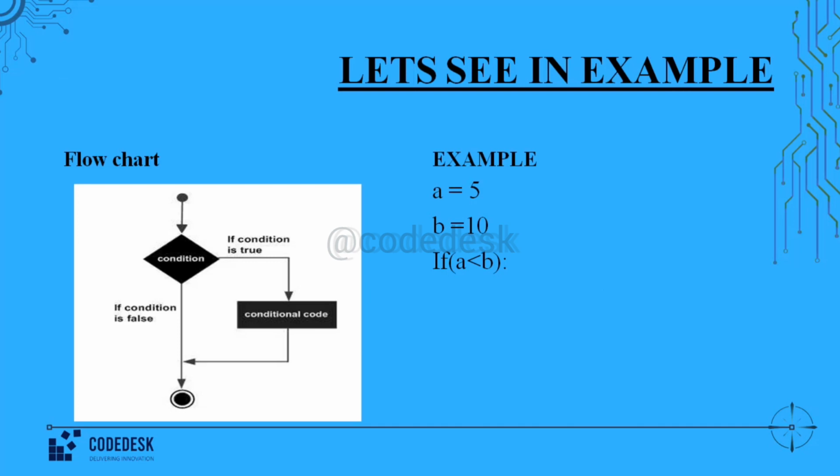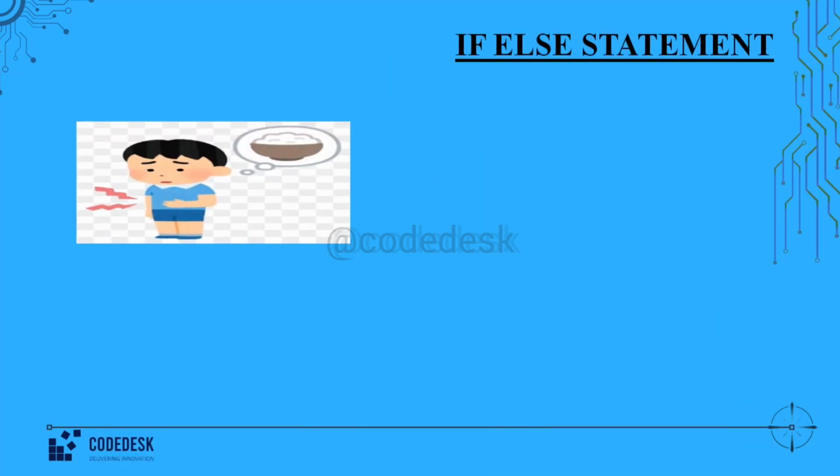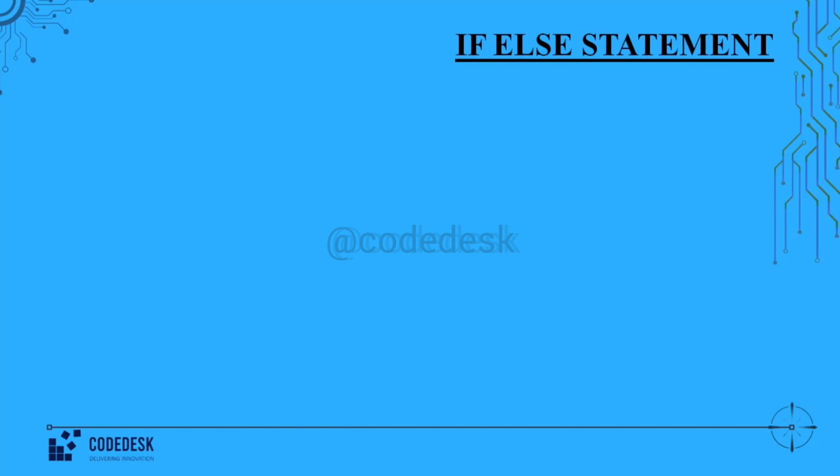So this is the flowchart of the if statement. In the if statement, only the true block will be present. There is no need for a false block in the if statement. After that, we add another block called the else block. Else block means if there is a true condition, then there is a possibility of a false condition also.